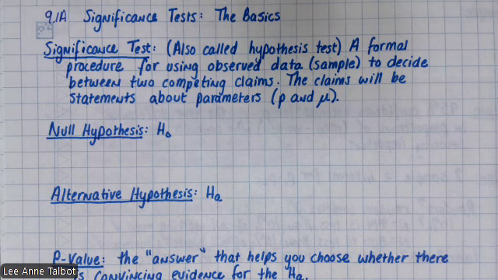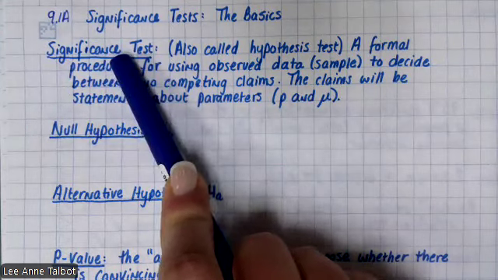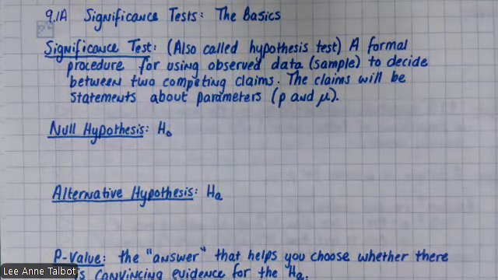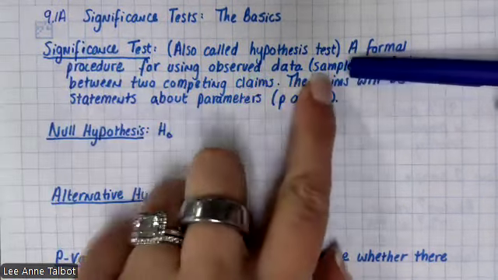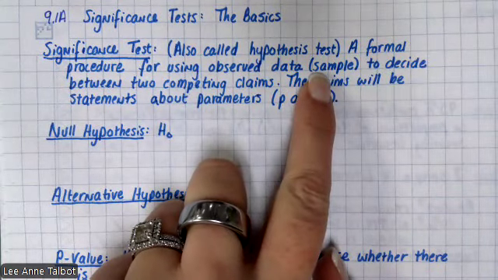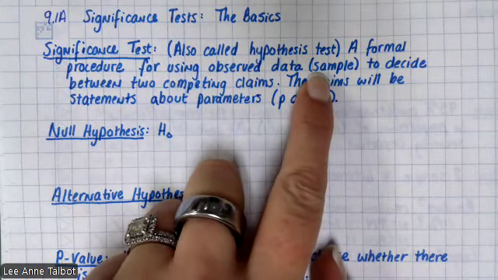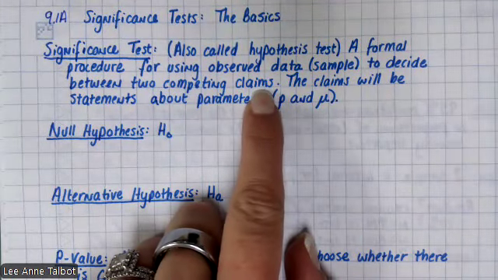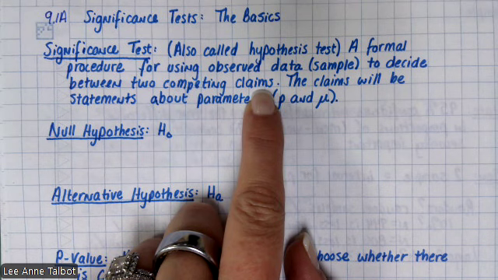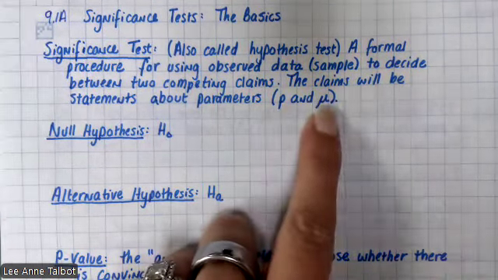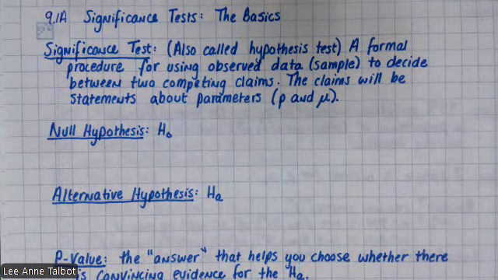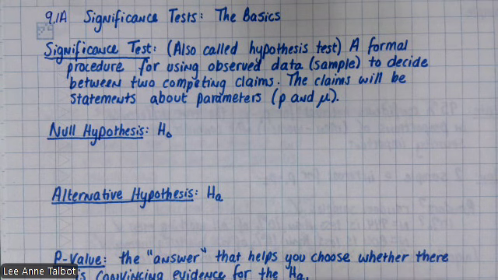I'm going to say significance test sometimes, and I'm going to say hypothesis test sometimes. They're exactly the same thing. It is taking a sample, which should sound very familiar, like a p-hat or an x-bar, to decide between two competing claims, which means you're going to have a yes or no type answer. But the math is very, very similar to what you've already done. The claims will be statements about parameters, p and mu. They're going to be exactly the same parameters that you did in chapter 8. Again, chapter 9 is almost exactly the same as chapter 8.